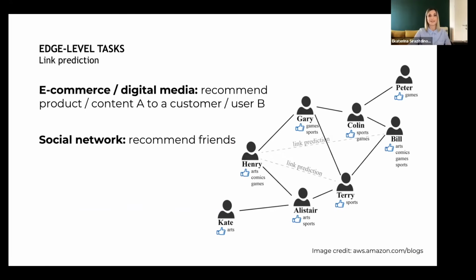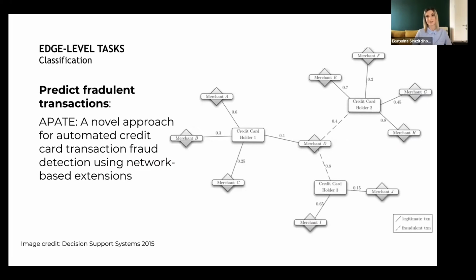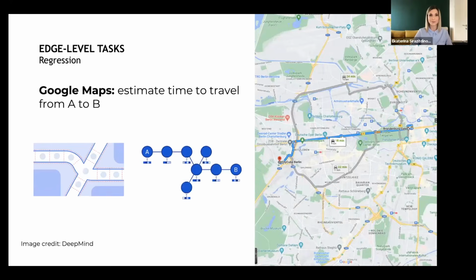Another type of edge-level task is classification. One good example is predicting fraudulent transactions in a bank system. We have, for example, credit card holders and merchants, and the value of the transaction between them could be the value of the edge. We can say whether the transaction was fraudulent or not based on this graph information.